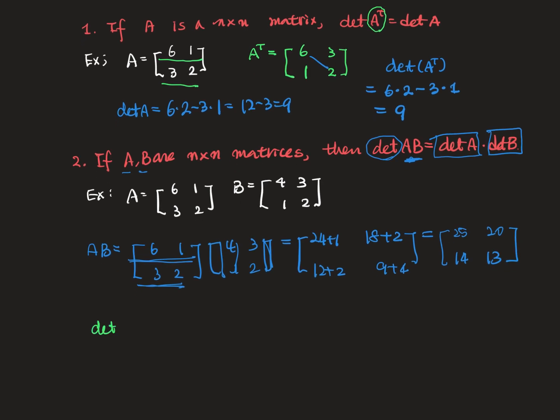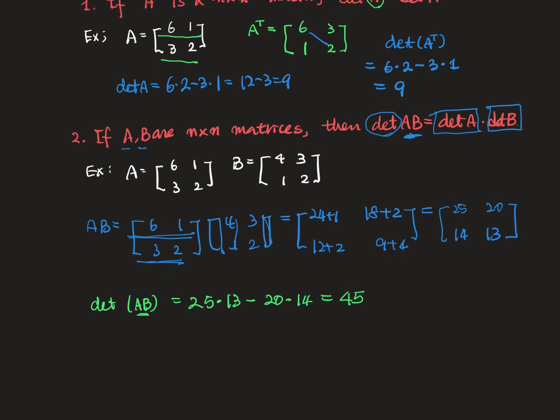What is the determinant of AB? So we have the matrix of AB. You're going to find the determinant. That's going to be 25 times 13 minus 20 times 14. So that's going to be 45. That's a number. Determinant is a number, guys, okay? So let's find determinant A. We already found determinant A is going to be 9.